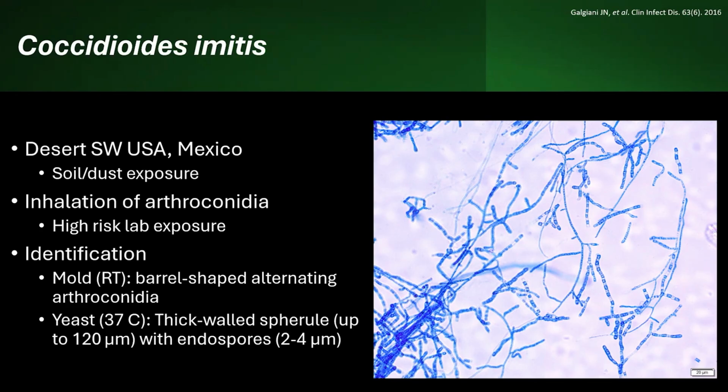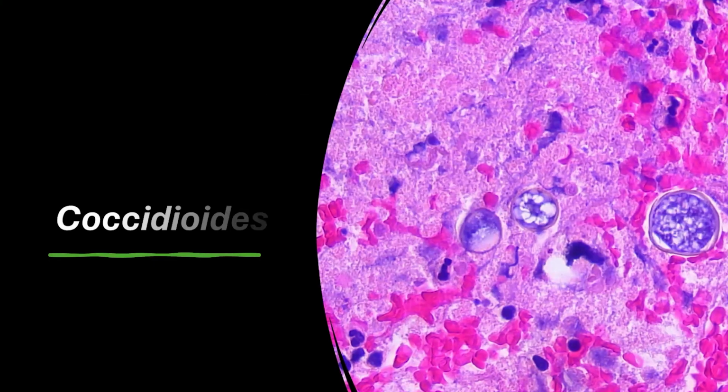In the yeast phase, Coccidioides classically has a thick-walled spherule that is quite large, up to 120 microns in diameter, filled with small 2 to 4 micron endospores. Each endospore is capable of producing a new spherule that then fills with endospores. So here we have an H&E stain of Coccidioides. Here's a large spherule filled with endospores. Here are 2 other spherules with varying degrees of endospores filling them.